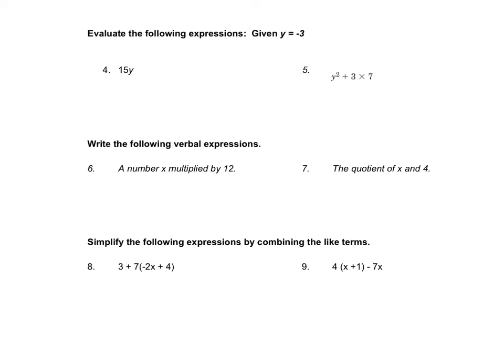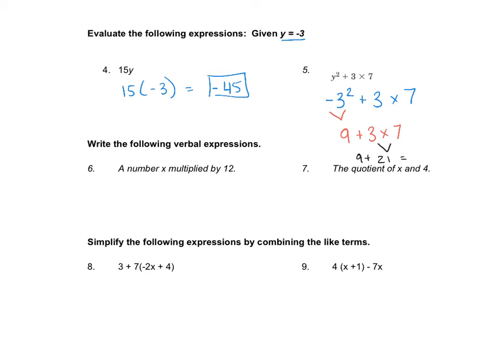Okay, here we're going to evaluate the expression. So if y is -3, I'm going to do 15 times -3 here, and I get -45. For my second one, I'm going to plug in -3 to the second plus 3 times 7. So remember, this means -3 times -3, which would give me a +9. I'm going to rewrite that, and then I'm going to solve my multiplication here. 21. 9 plus 21 is going to give me 30.